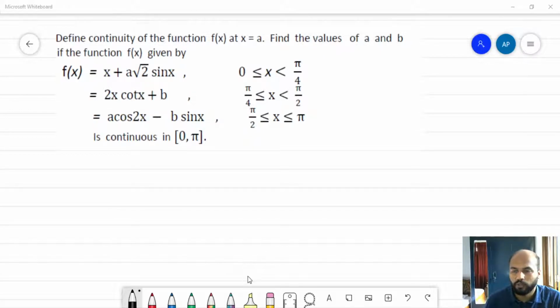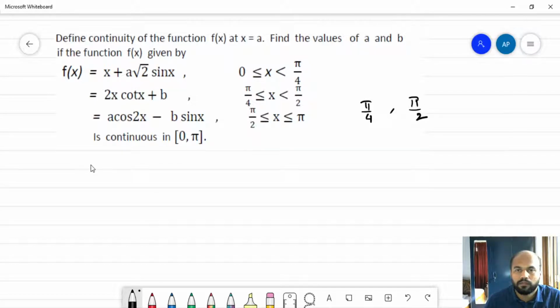Let's take up one more problem in continuity. It says that this is the function and there are two critical points to be considered over here. One is pi by 4 and the other one is pi by 2. So define the continuity of this function at x equals a, and find the values of a and b.